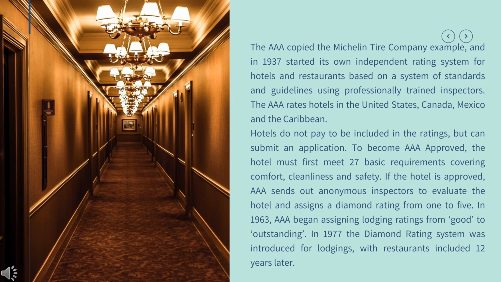To become AAA approved, the hotel must first meet 27 basic requirements covering comfort, cleanliness, and safety. If the hotel is approved, AAA sends out anonymous inspectors to evaluate the hotel and assigns a diamond rating from 1 to 5. In 1963, AAA began assigning lodging ratings from good to outstanding. In 1977, the diamond rating system was introduced for lodgings, with restaurants included 12 years later.